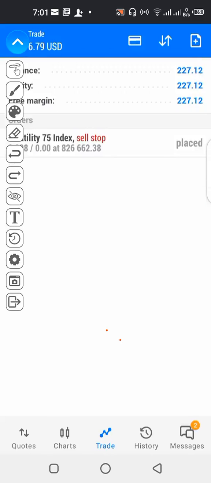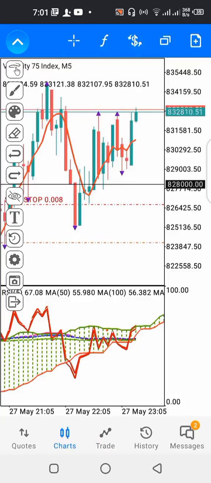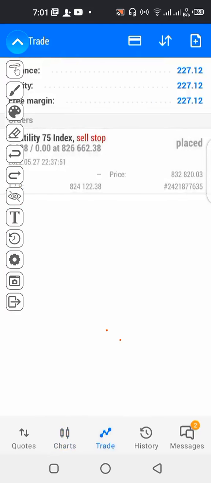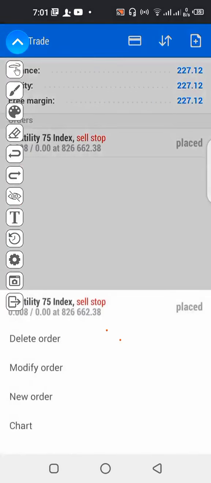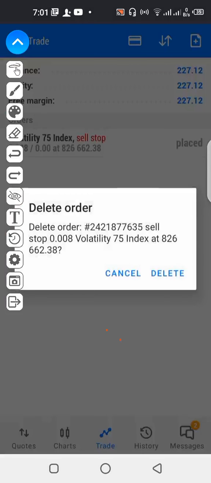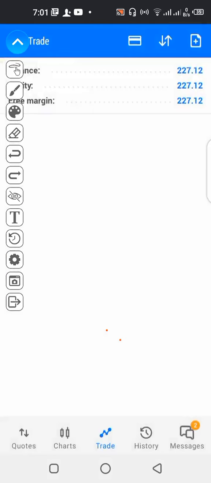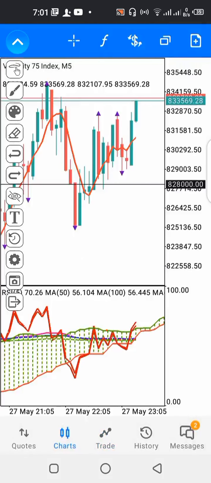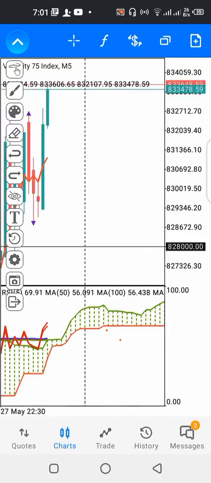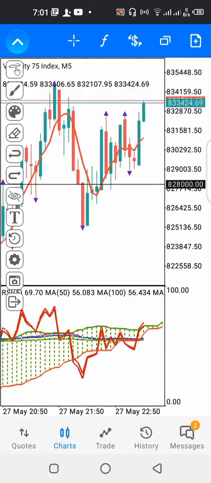Oh, we have a close. We have price breaking out of the resistance area. So I have to delete this trade. I'm deleting that particular trade, the pending order. Okay, so that's the first break-even trade. And with the breakout, price is going up.